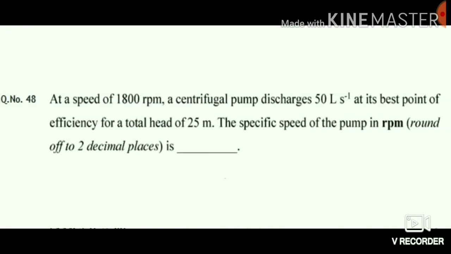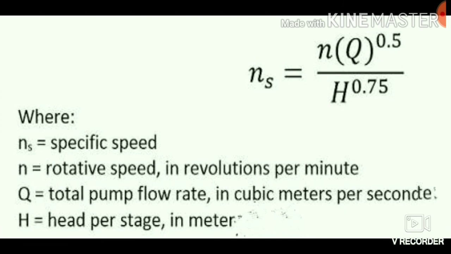And this is the next question, that is also very easy, not so much thing in this question. You simply have a specific speed given, that is 1800 rpm, and discharge is given, and total head is given, 25 meter, and it is asking about the specific speed of pump. But friends, see here is the formula. Friends, you remember one thing, that all values should be given in the form of SI unit. The head value is in meter, the Q value is in meter cube per second, not in liter per second.